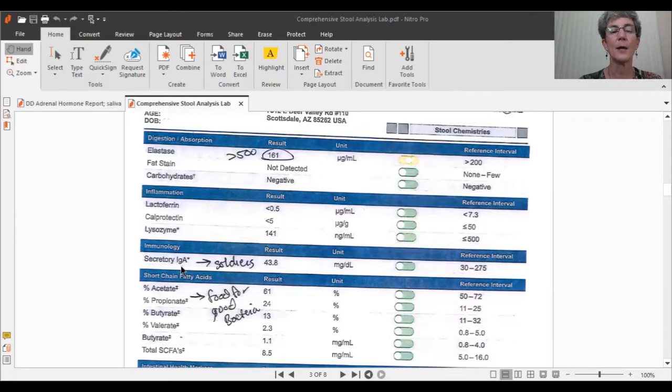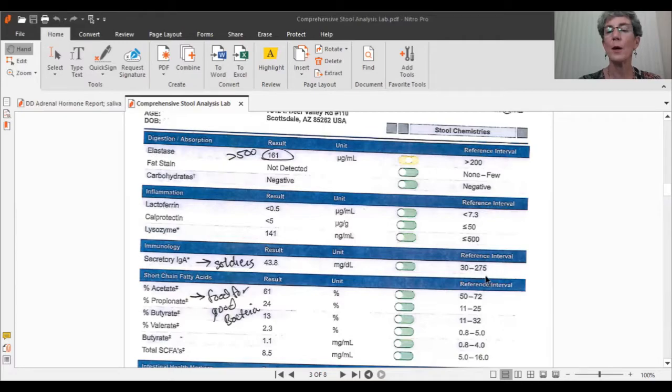And that secretory IgA is what's protecting us. It's the little soldiers in there that are keeping the bad guys out and the good guys in, and helping that balance. In this case, we want a range of between 30 and 275.